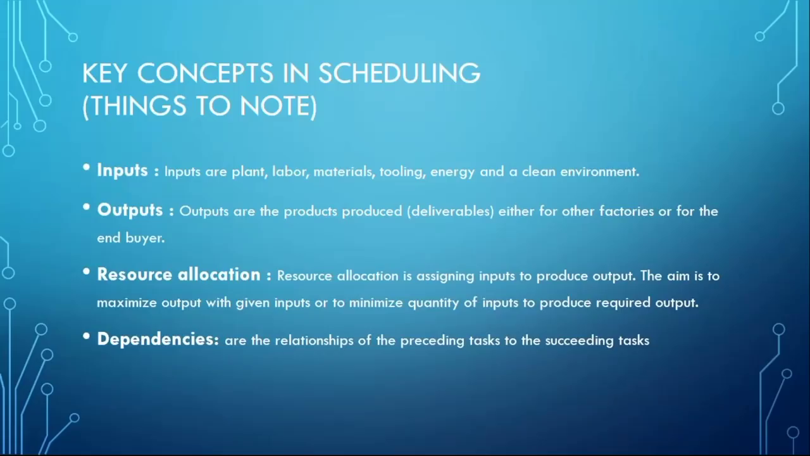All right. So I've talked about 4 major things that I need us to understand when you are scheduling. The inputs, which is what you put into the transformational process. The output, which is actually the deliverable.